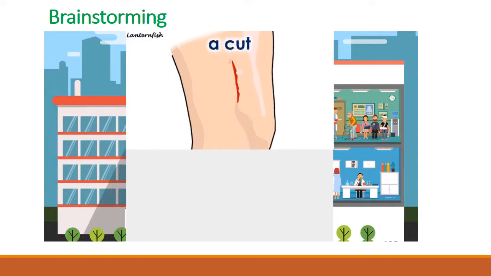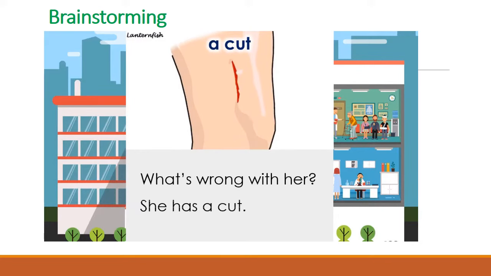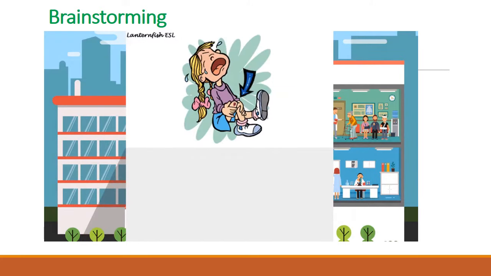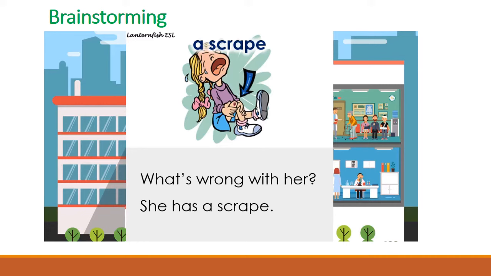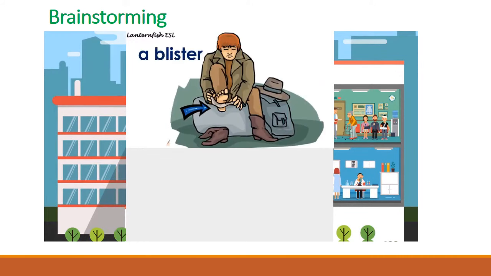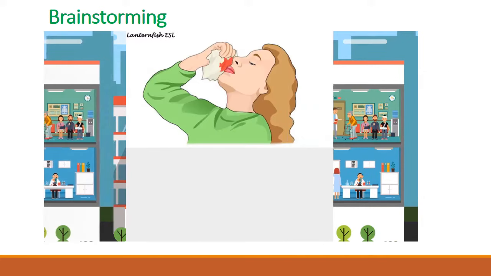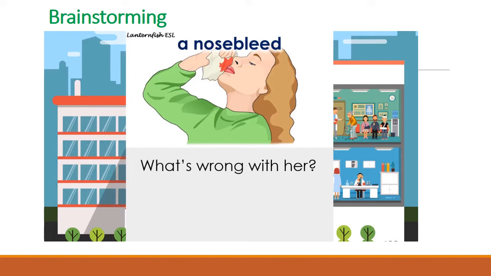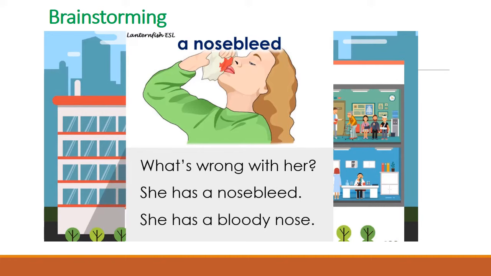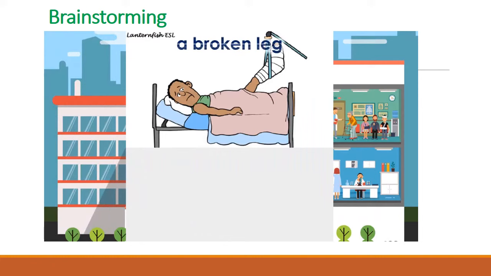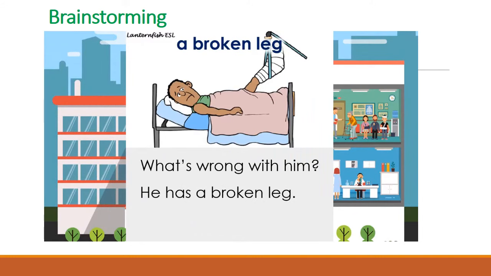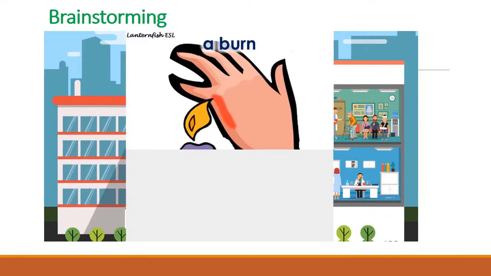A cut. What's wrong with her? She has a cut. A scrape. What's wrong with her? She has a scrape. A blister. What's wrong with him? He has a blister. A nosebleed. What's wrong with her? She has a nosebleed. She has a bloody nose. A broken leg. What's wrong with him? He has a broken leg. His leg is broken. A burn. What's wrong with him? He has a burn.